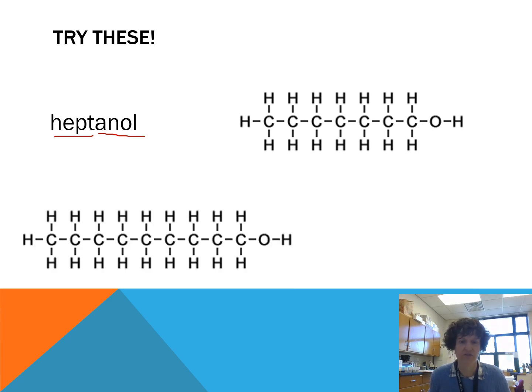All right, now see if you can name this alcohol. Pause the video if you need to. We're going to count up our carbons. 1, 2, 3, 4, 5, 6, 7, 8, 9. Oh my gosh, what's the prefix for 9? Non. Notice there's all single bonds between my carbons, and I've got a hydroxyl group on the end. So that's going to be called nonanol, which is kind of fun to say. Nonanol.